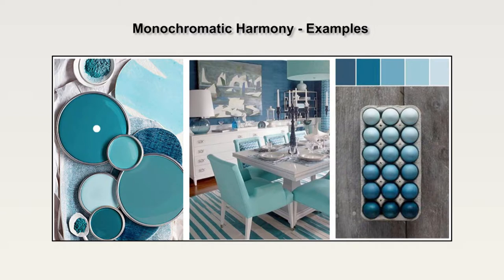More examples of monochromatic color combinations. These three images are monochromatic harmonies of blue. The first one shows an abstract color palette with tints, tones, and shades of blue. The second one is the interior design of a room in monochromatic harmony. The third one is again a bluish monochromatic color palette.